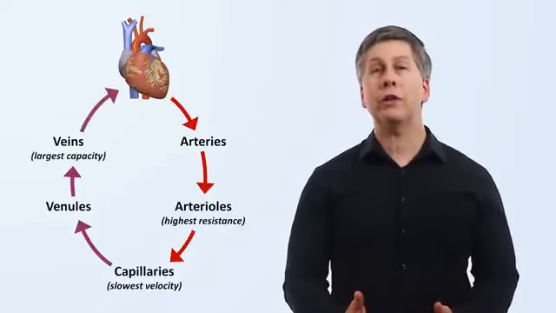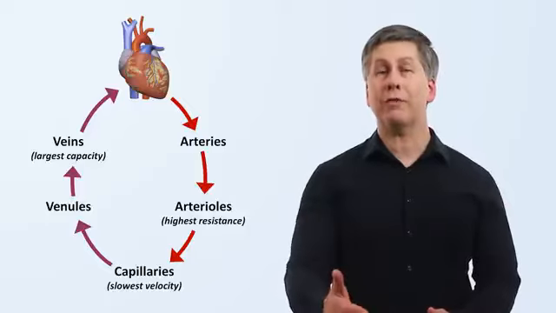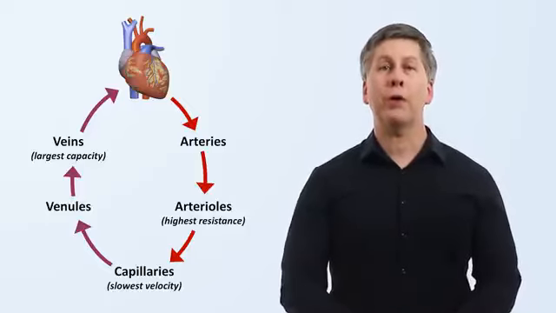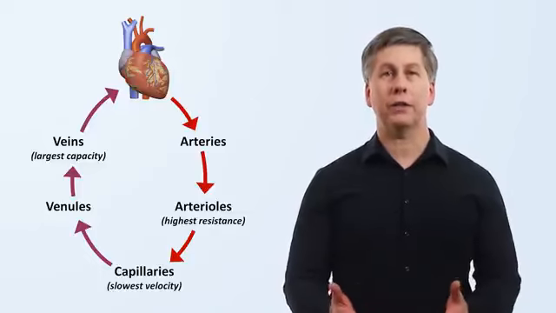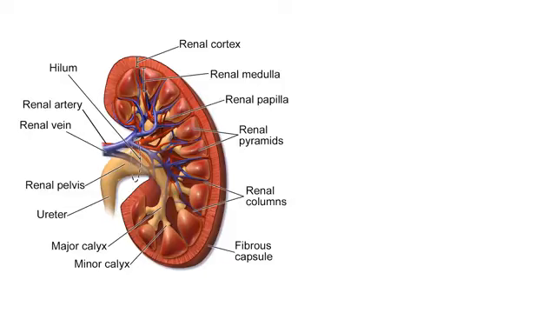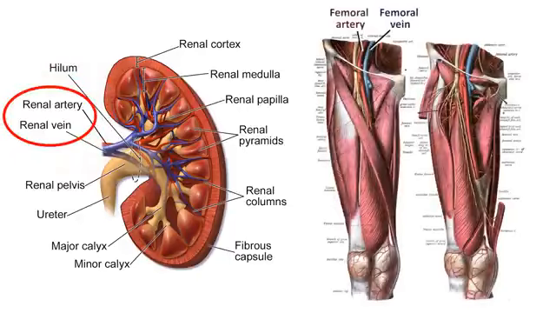Arteries and veins are typically named for either the part of the body they travel through or which organ they bring blood to or away from, and they often exist as matching pairs. For example, the left renal artery and left renal vein, or the right femoral artery and right femoral vein. There are, of course, numerous exceptions.